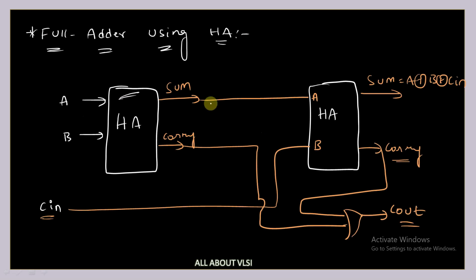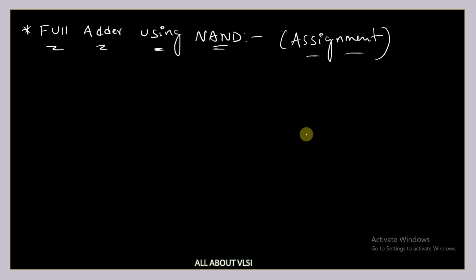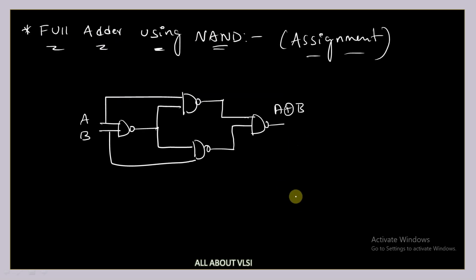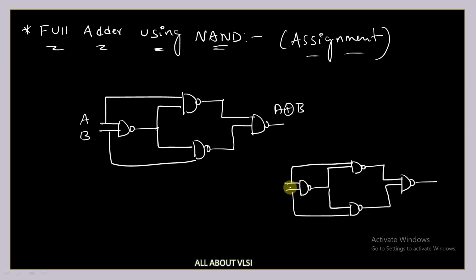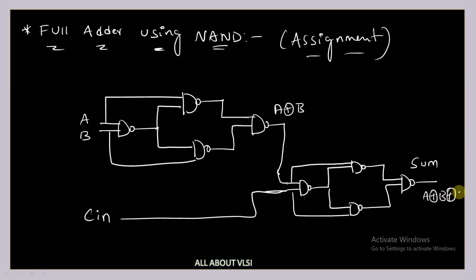This sum I'm going to give to the second half adder. The second half adder also contains an XOR gate, right? So first I will implement that. One of the inputs of this NAND gate is given this one, and another input is Cin, which we are giving here. So this is nothing but the sum, which is A XOR B XOR C.